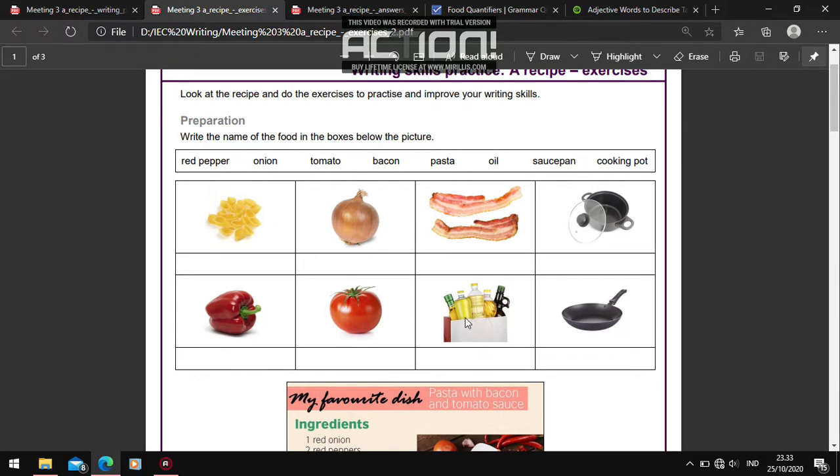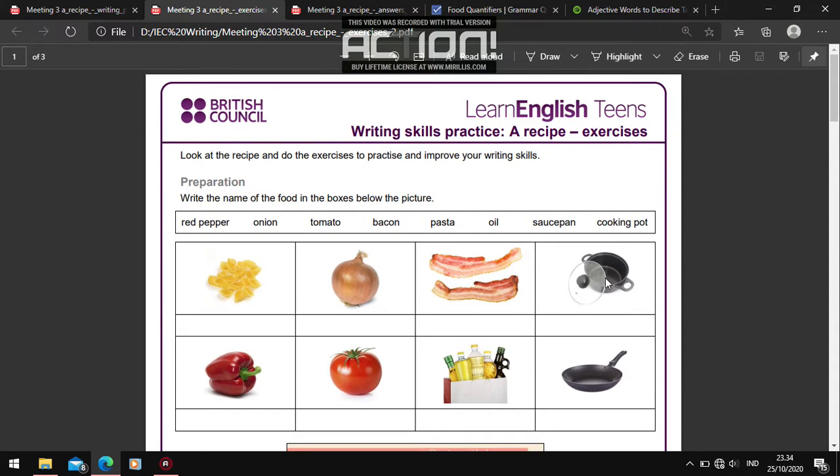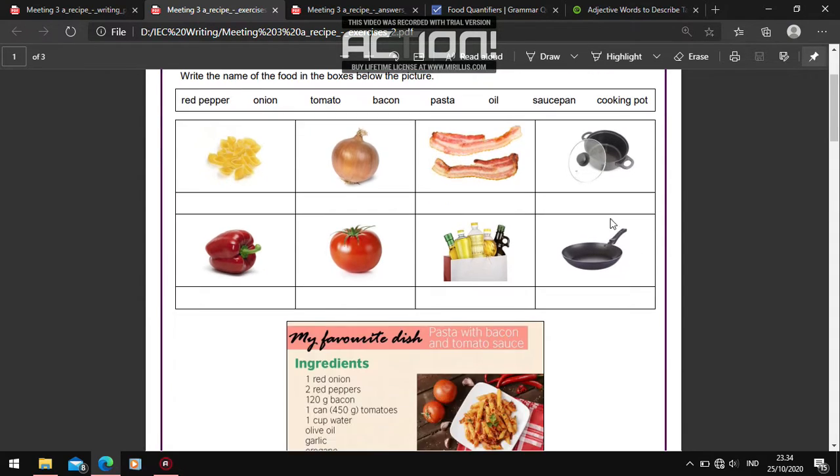And then we have oil, of course. Here there are also many kinds of oil, right? Coconut oil, and then what else? There are so many. When you are cooking, you will find a lot of oil there. Okay, and then saucepan. Saucepan is this one. And then cooking pot. This is the cooking pot. And also see, there are a lot of tools that we use in cooking. Sometimes when you are doing a recipe, you also need to know the names of the cooking tools too.